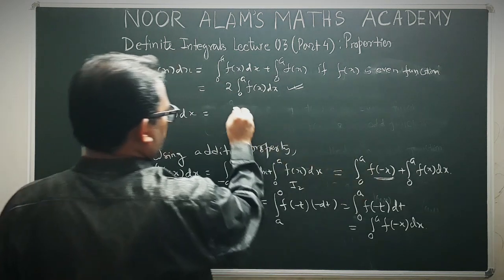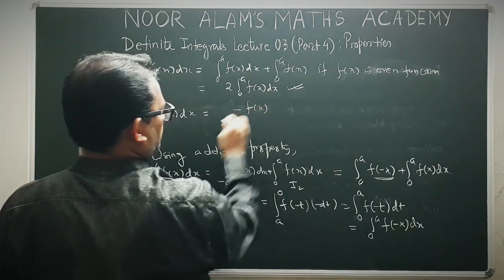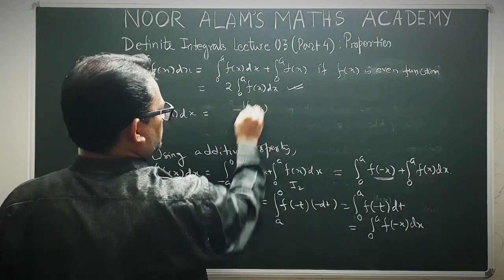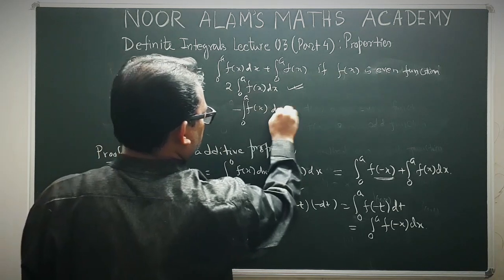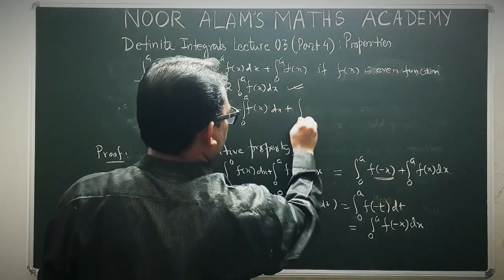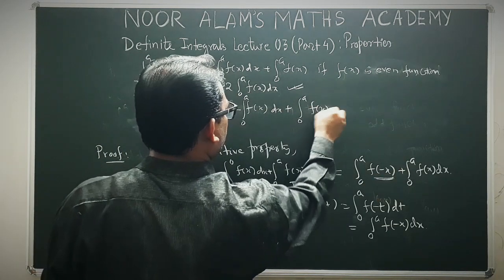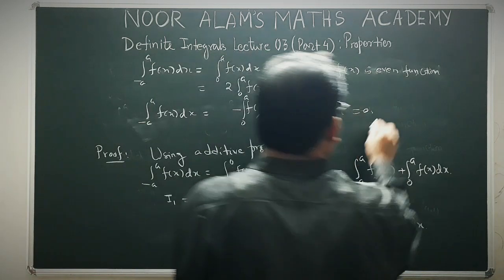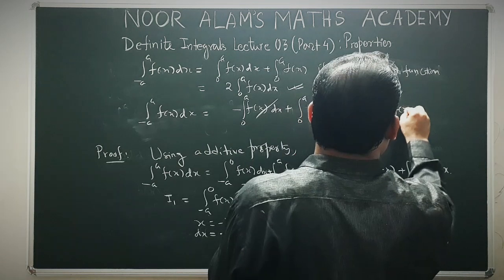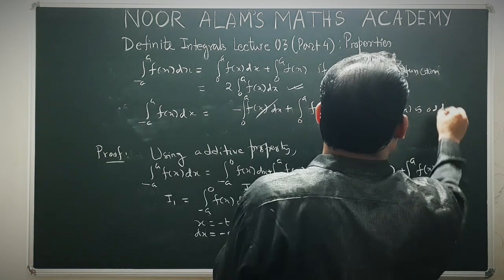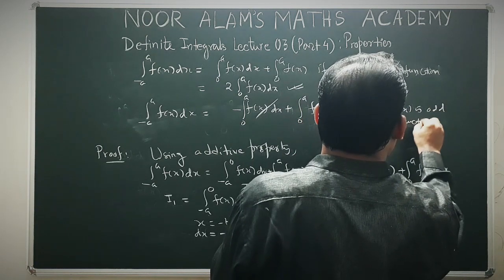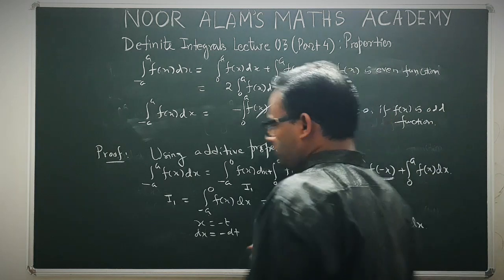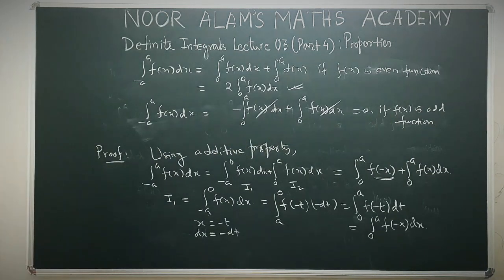f of minus x will be minus f of x for an odd function, with limits 0 to a dx, and the next function is the same, 0 to a f of x dx. As a result these two cancel out, giving 0, which is possible if f(x) is an odd function. So therefore we have proved the property. I think all of you understand it.